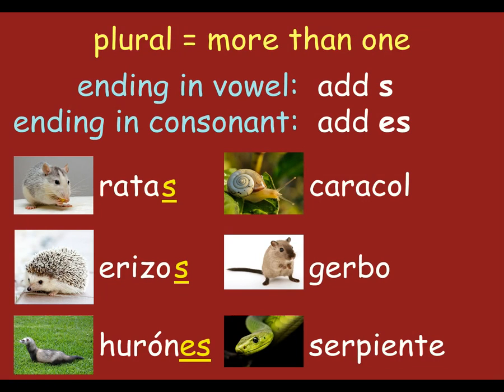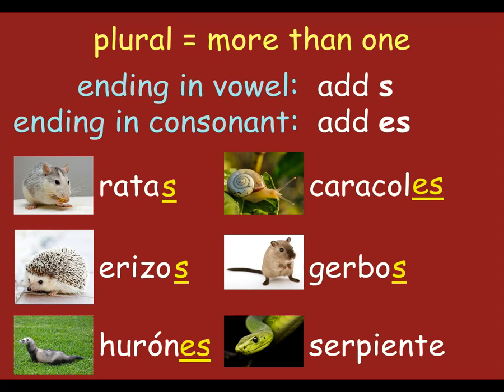The next one, caracol. Caracol is a snail. But what do we need to add to that word so that it says snails? Will it be S or will it be ES? That's right, it's ES, caracoles. Then a gerbil, that's one gerbil. But if we wanted to say gerbils, would we add S or ES to that word?